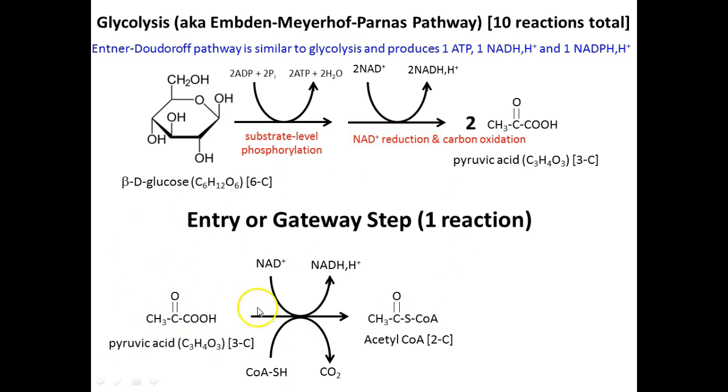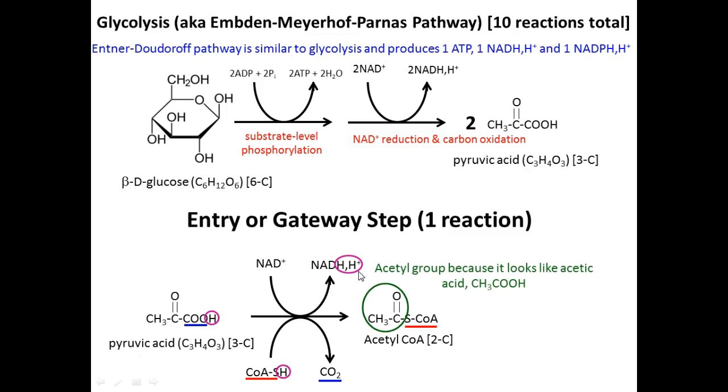Pyruvic acid is converted before it can enter into the citric acid cycle into acetyl-CoA. Notice carbon dioxide is lost, and electron carrier NAD picks up some more electrons, and it will carry that later to the electron transport chain. So notice again, see how the carbon and the oxygen here is lost. The acetyl-CoA is then added to the molecule. Acetyl refers to this 2-carbon group. Here are your hydrogens that end up over here. And there's your acetyl group, because it looks like acetic acid.